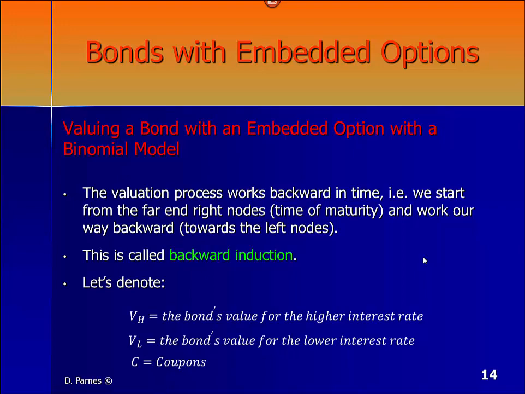Okay, let's see how it is done. First of all, on each and every node, we will write either VH or VL if you want at the high point or the low point, at the up point or the down point. VH or VU, if you want, V up, represents the bond's value for the higher interest rates. VL will be the bond's value for the lower interest rates. And C are the coupons, because the coupons are also given to us, and we will consider those coupons also.